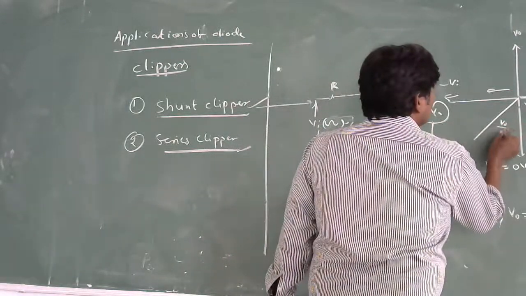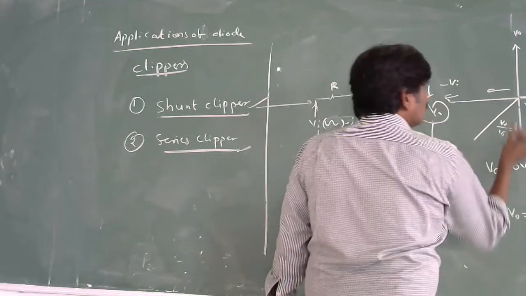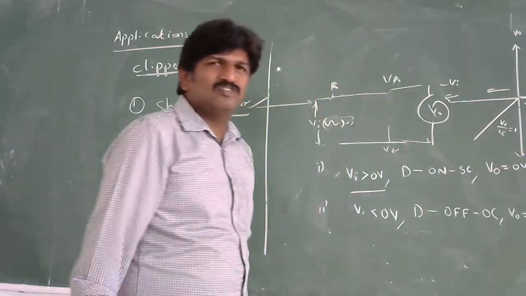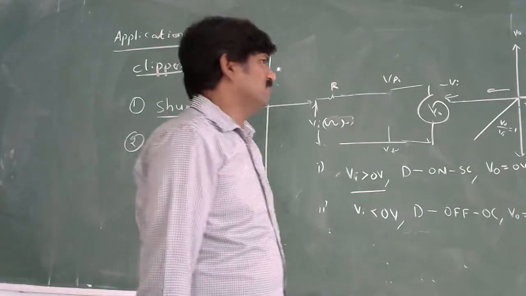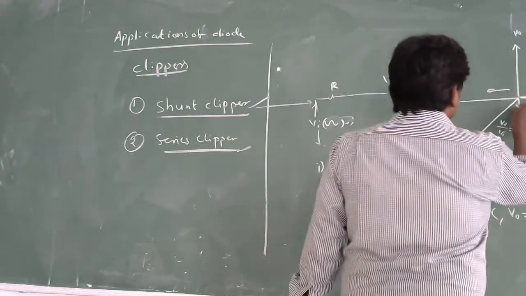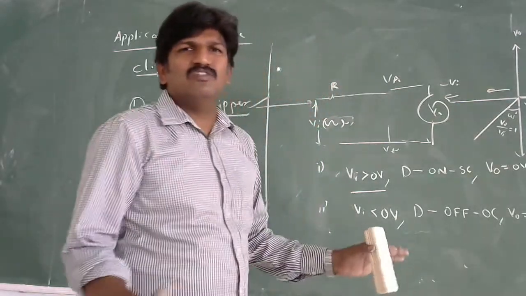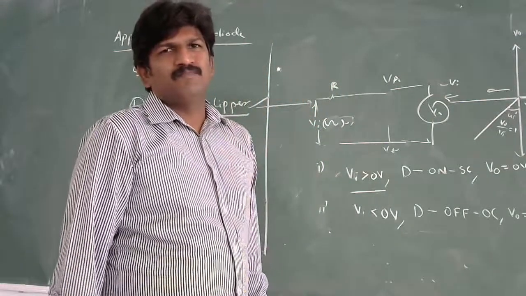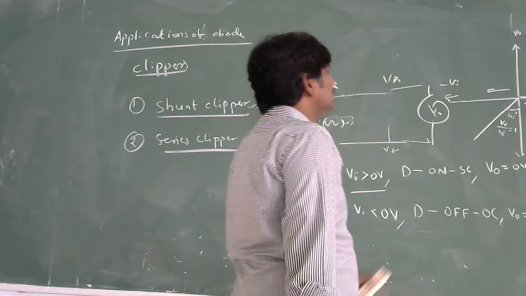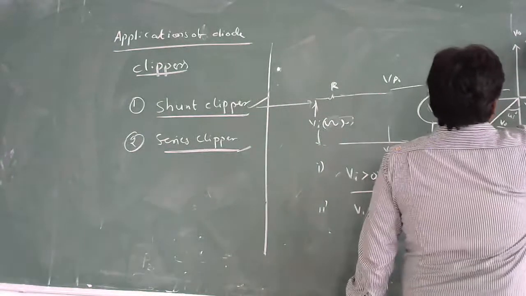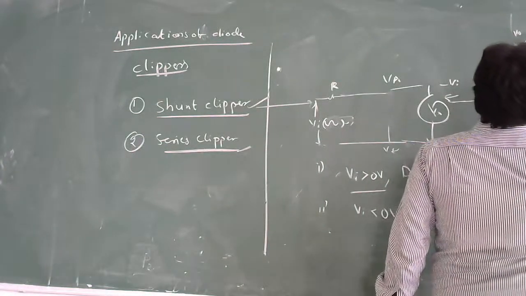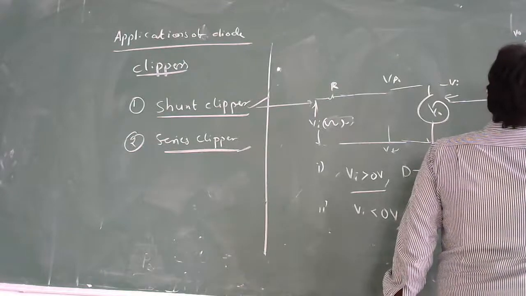What is the slope of this one? V0 divided by Vi is equal to 1. What is the angle with the origin? It is 45 degrees. It just follows the input voltage. This is the transfer characteristics. We can derive this one. Transfer characteristics.